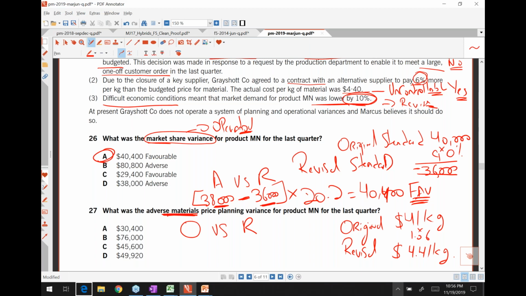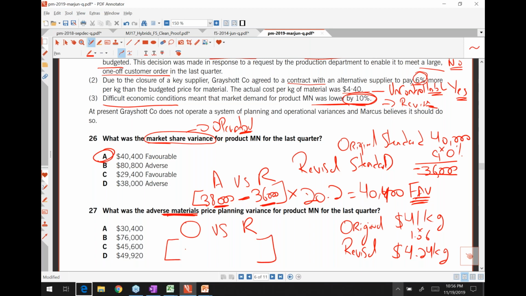No, sorry, I just wrote it wrong. 4.24 per kg. Okay? 4.24 per kg. Is this okay, everyone? Right? So revised. Now it's very simple.